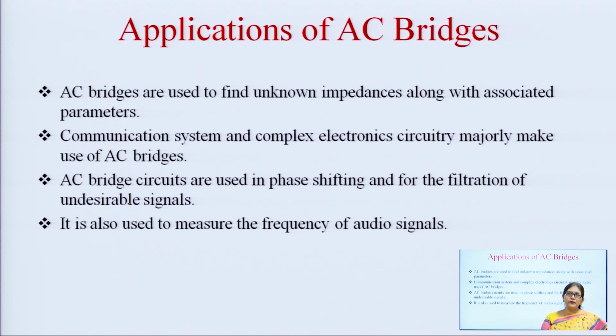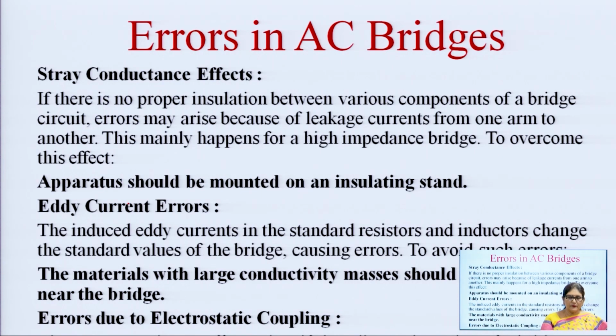What are the different applications of AC bridges? As we know, in AC bridges we can measure the value of inductance and resistance. We can also measure frequency: suppose we have designed an oscillator for a particular frequency, then we can check whether the frequency generated by the oscillator is the same as what we designed. We can also use it for phase shifting or filtration purposes, for measuring the frequency of audio signals, and many other applications of AC bridges.